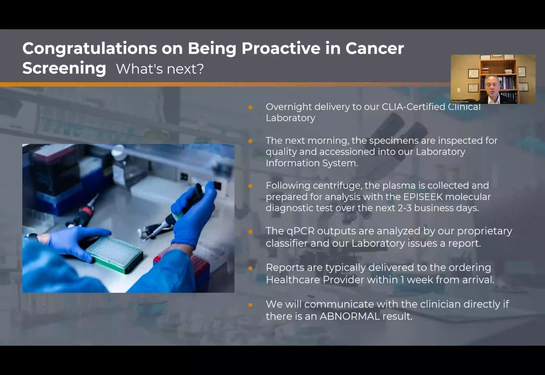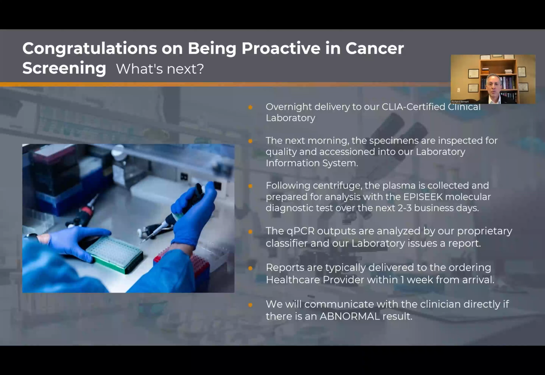We use those PCR outputs with a proprietary classifier and determine, is this the pattern that's seen in normal patients that don't have a malignancy inside of them? Or is this a pattern that we typically see when patients have a malignancy inside of them? And that classifier is going to give a qualitative output. We don't want to give a bunch of data with different numbers. We wanted to make this a single, simple one-page report. Am I likely to have cancer, or do I probably not have cancer?